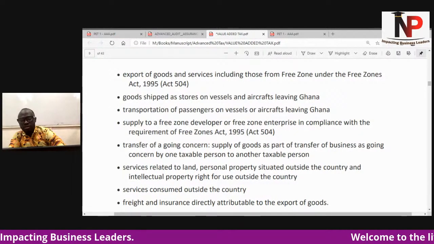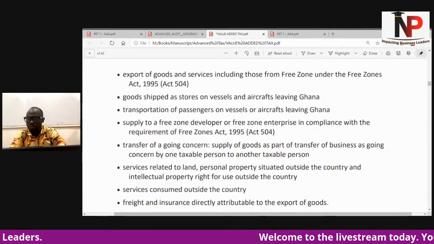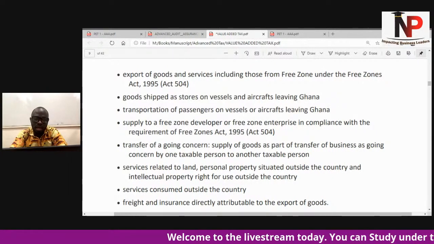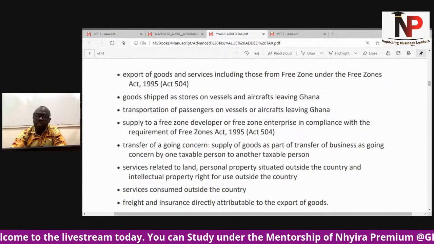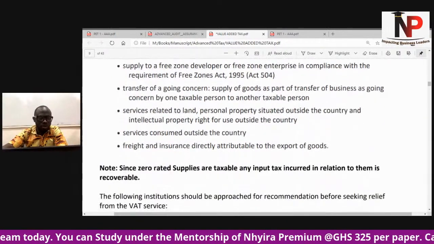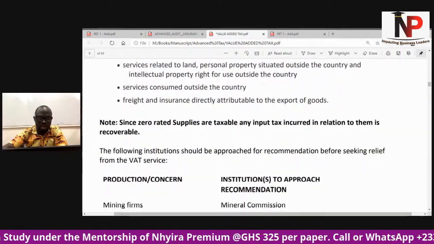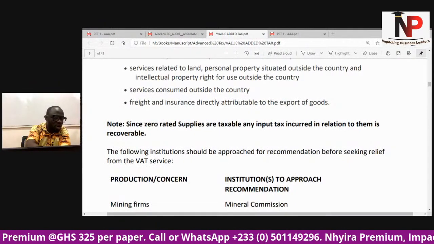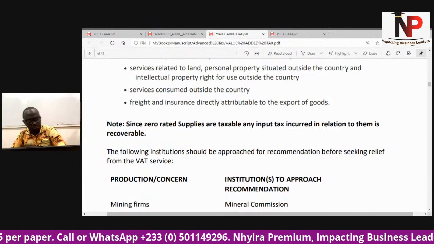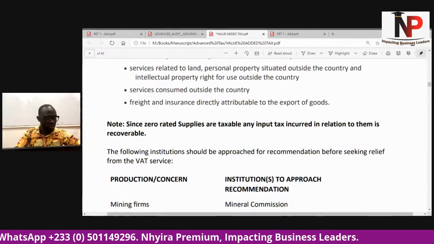Transfer of a going concern, that is, supply of goods as part of a transfer of business as a going concern by one taxable person to another taxable person. And the list goes on in that case. So that is also what you need to understand when we talk about zero rated supply.